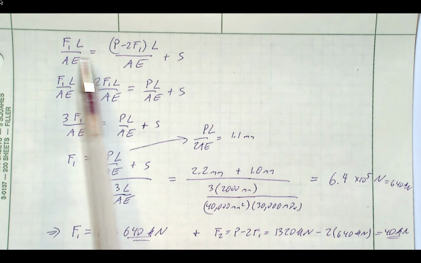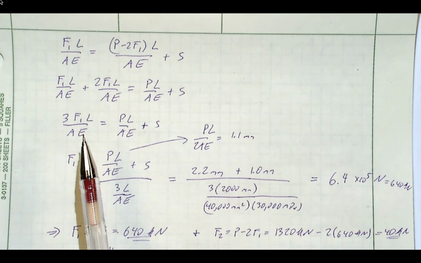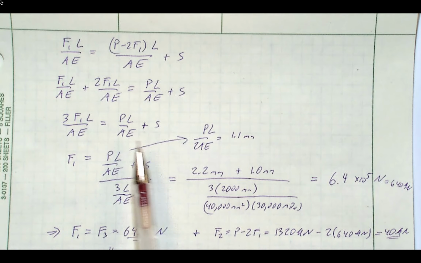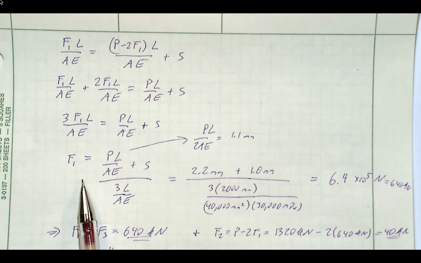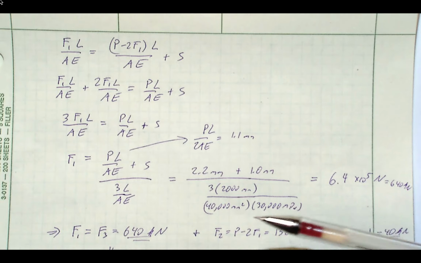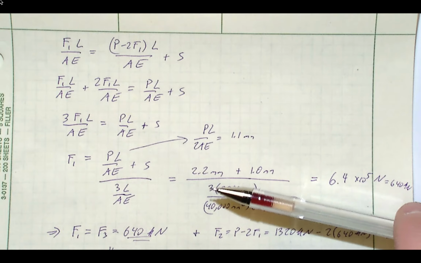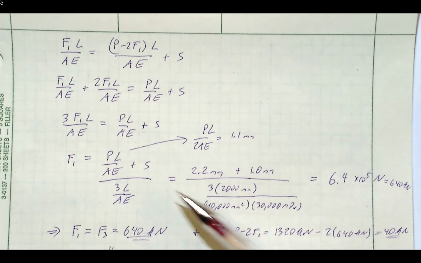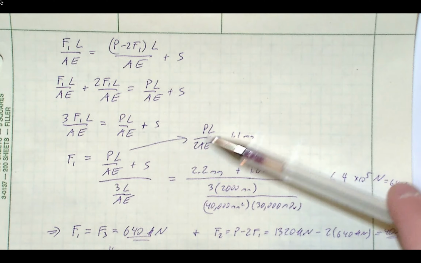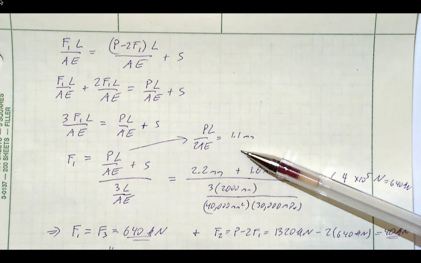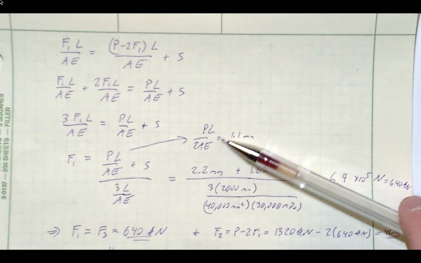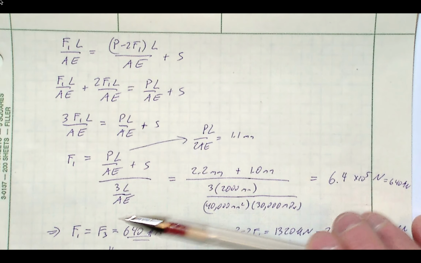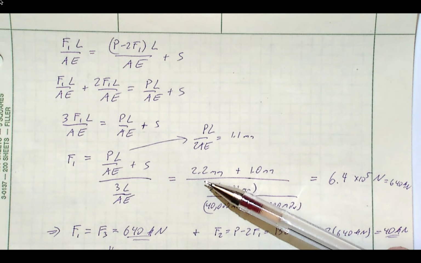We see that the only unknown here is F1. Solve for F1, get it by itself, and that's the algebra we have here. This is the general relationship, and then we just plug in our numbers. What I've used here is that PL over AE, we've already calculated PL over 2AE to be 1.1 millimeters, so a little bit of a shortcut. We've already done this calculation. We know that this factor is just 2 times as big, so 2.2 millimeters.